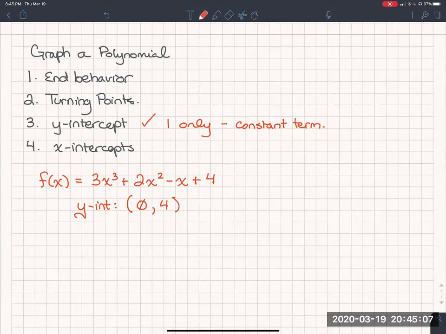Now, the x-intercept is a little bit more involved. The synonyms for the x-intercept are solutions, roots, zeros, and factors. So finding the x-intercept is kind of complicated, and it's a lot more complicated than finding the y-intercept. In order to find the x-intercept, you have to set the equation equal to 0 and solve.